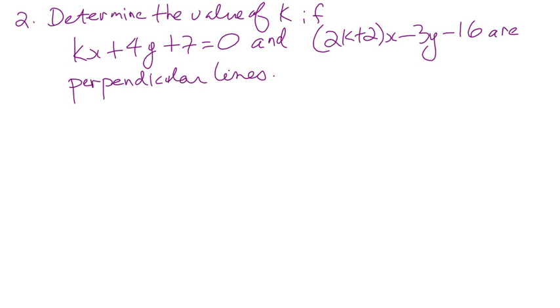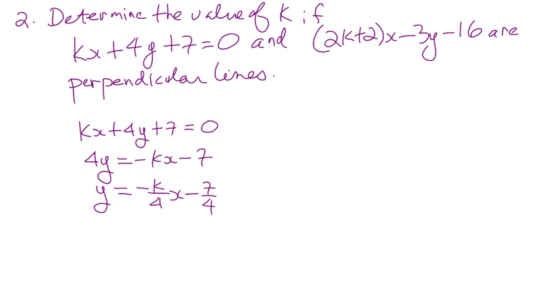So what do we want to find for each of these lines? An expression for the slope. So let's start off by finding an expression for the slope of the first line. The y is positive, so I'm just going to move stuff over, get negative kx minus 7. And then divide by 4. So what's the slope equal to? Negative k over 4.